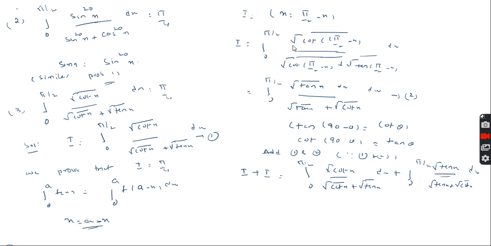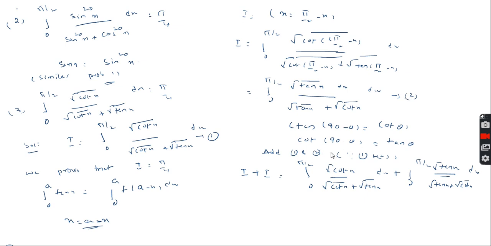That is, we substitute a minus x, that is root of cot of pi by 2 minus x divided by root of cot of pi by 2 minus x plus root of tan of pi by 2 minus x. We know that cot of 90 minus theta is nothing but tan theta, and tan of 90 minus theta is nothing but cot theta. So this is also taken as I.